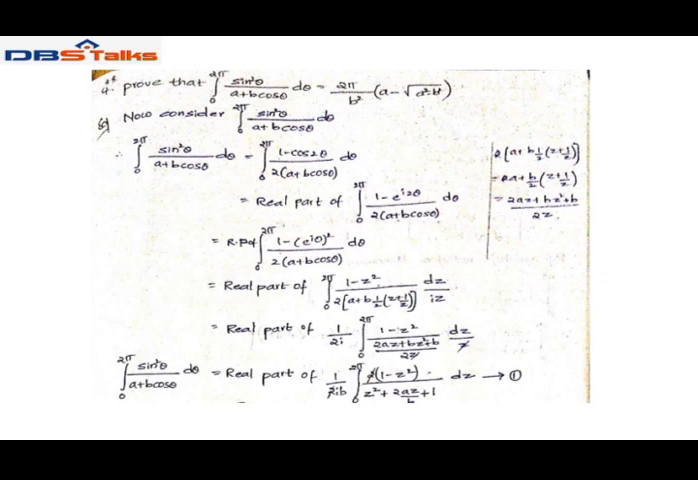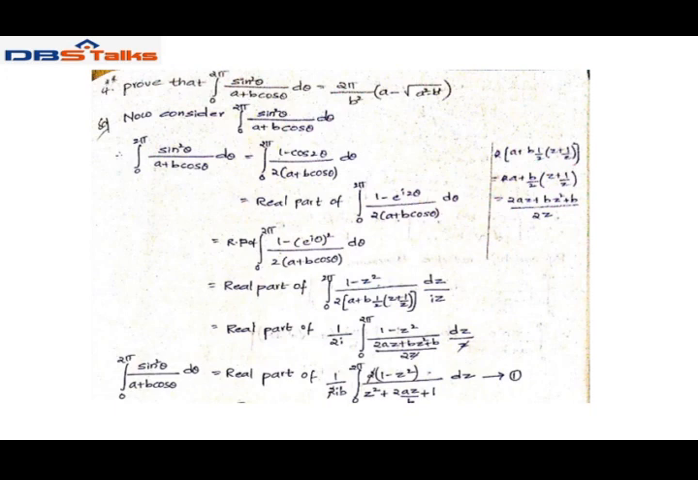Substitute d theta equal to dz by iz, and cos theta equal to 1 by 2 into z plus 1 by z. Now we write the real part of integral 0 to 2 pi of 1 minus e power i theta squared; e power i theta is z, so e power i theta whole square is z square, by 2 into a plus b into cos theta, which is 1 by 2 into z plus 1 by z, and d theta is dz by iz. So in this step we substitute e power i theta as z, cos theta as 1 by 2 into z plus 1 by z, and d theta as dz by iz.